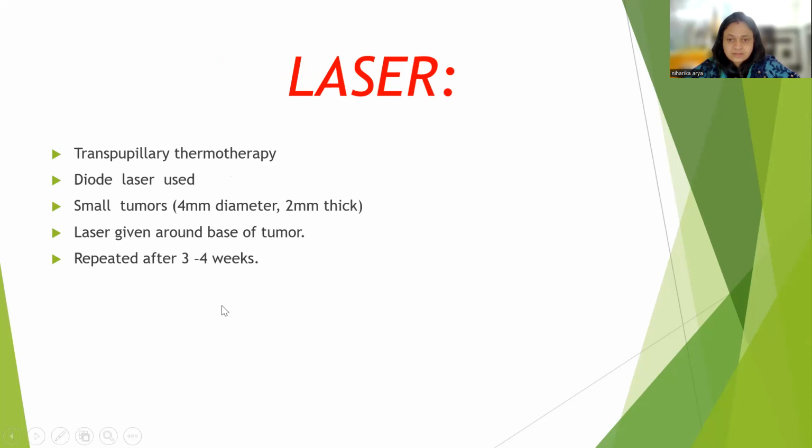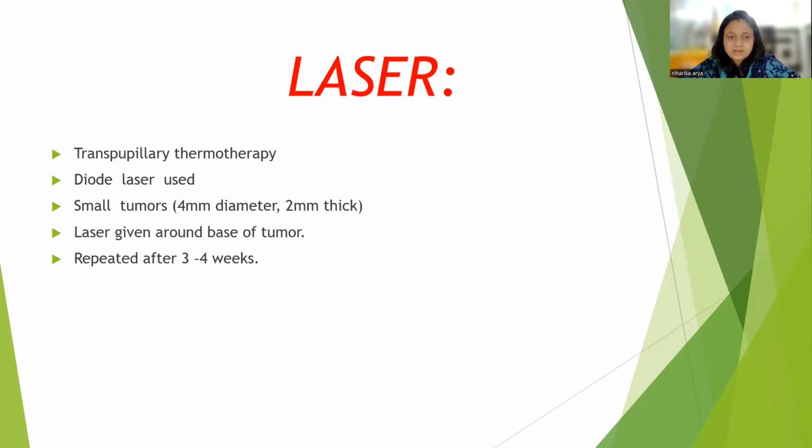So these lasers are all conservative management, the other conditions in which we can salvage the eyeball. The laser is transpupillary thermotherapy, the short form is TTT. In it, diode lasers are used, and it is used in small tumors that are 4 mm in diameter or 2 mm in thickness.